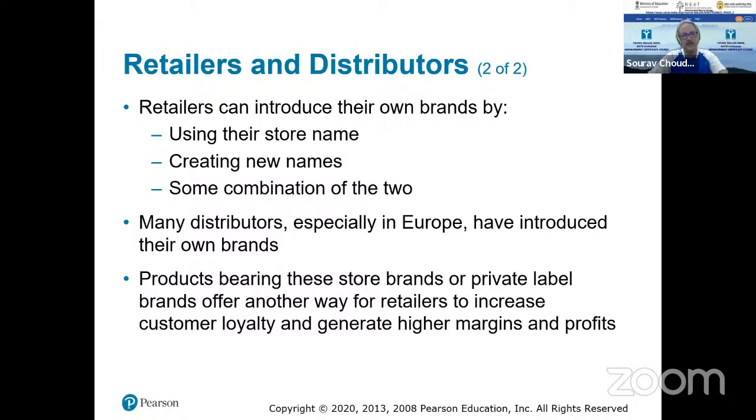So they can have their own store name, their own retailer's name as a brand name, or can create new names for them. Many distributors, especially in Europe, have introduced their own brands. So that's called private labels. Distributors make their own brands and they distribute parallelly with other companies. Products bearing these store brands or private label brands offer another way for the retailers to increase customer loyalty and generate higher margins and profit.